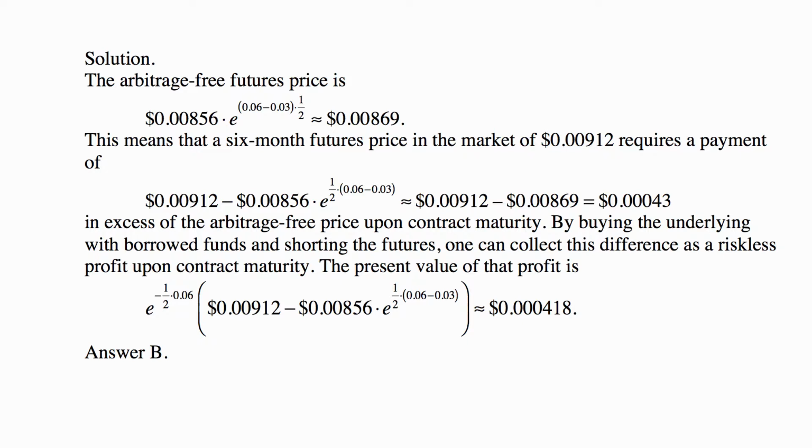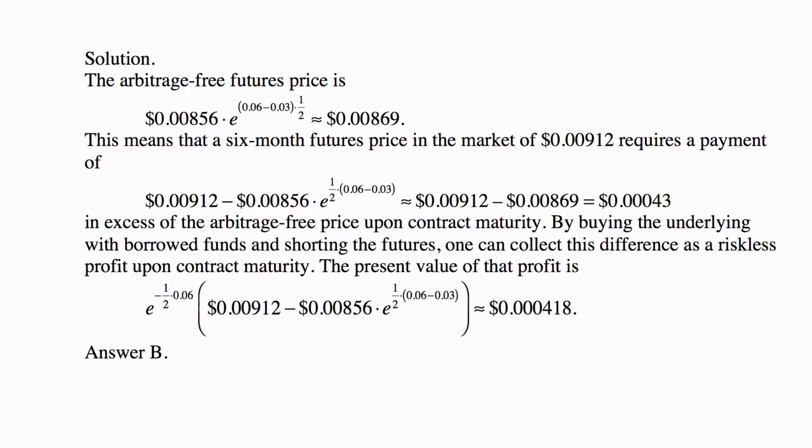But the price in the market is 0.00912. And remember, that's the price at which you do the contract at its maturity. So that's the price paid in this futures contract. It's too high. It's 0.00043 per yen, in dollars per yen, too high. It's in excess of the arbitrage-free price upon contract maturity.